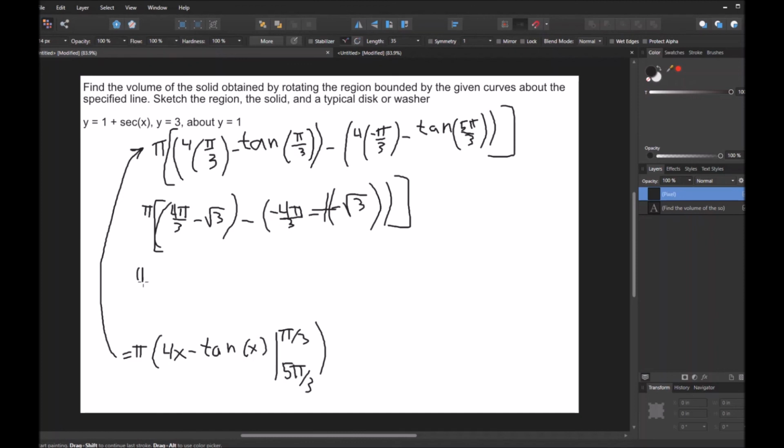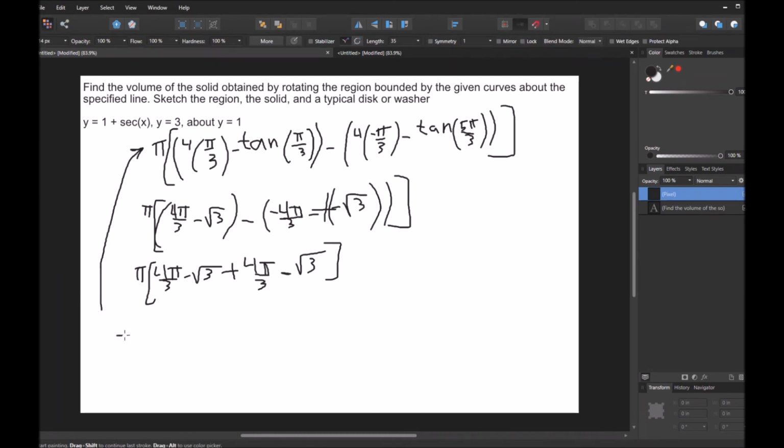So it's going to look something like that. And then we're going to have pi times 4 pi over 3 minus root 3 plus 4 pi over 3, because we're now distributing this negative 1 to both terms. So negative 1 times negative 4 pi over 3 is 4 pi over 3, and then negative 1 times root 3 is negative root 3, like this. So now what we have is some simplification that we can do, and I'm just going to erase this bottom bit right here.